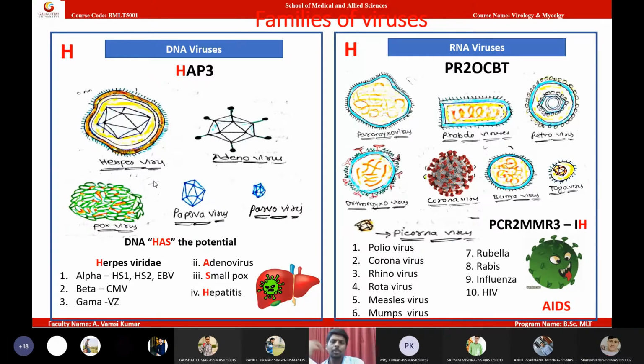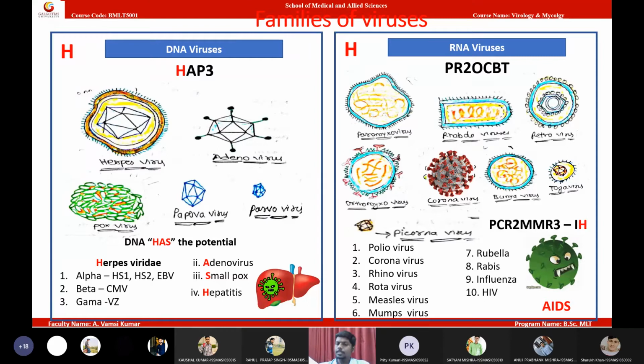Very good. Then what about peplomers? On the surface of the envelope, sir. Very good, on the surface of the outer membrane, the envelope membrane. So depending upon the presence of membrane, how did we divide the viruses? We have two types. Sir, enveloped and non-enveloped. Enveloped viruses and non-enveloped or naked viruses. Very good. Then what is the average size of the virus? 20 nanometers to 250 or 300 nanometers. Very good.